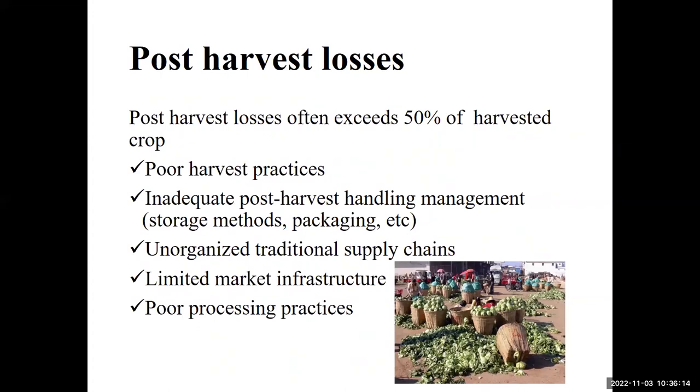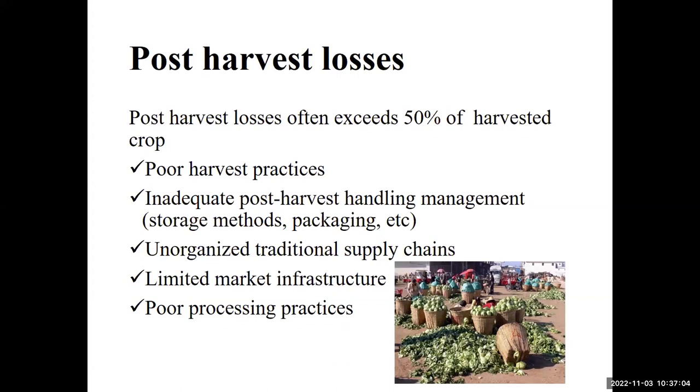Another challenge is post-harvest losses. You find that the farmer works so hard to produce his crops, but often the post-harvest losses exceed 50% of the harvested crop. And why is this? It's because of poor harvest practices. Even as he harvests his produce, you find he's damaging it, he's bruising it. And then there's inadequate post-harvest handling management. That is poor storage methods, poor packaging, etc. Another cause of post-harvest losses is unorganized traditional supply chains that exist and limited market infrastructure.